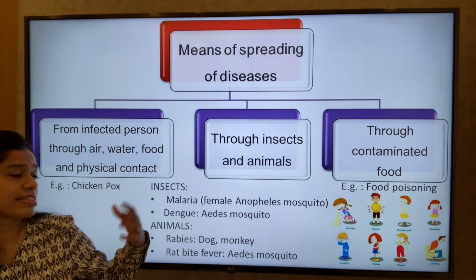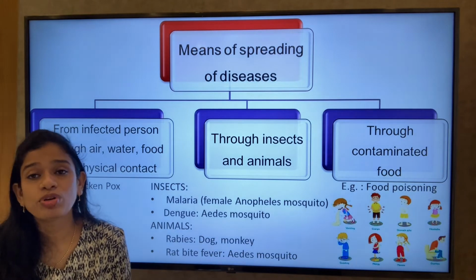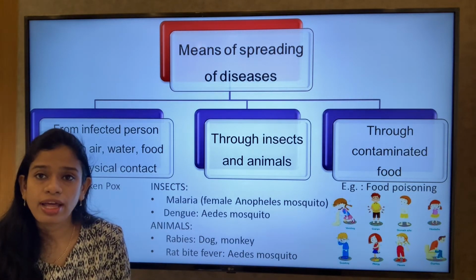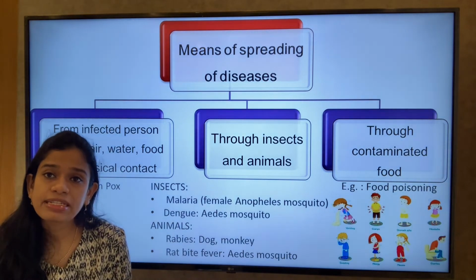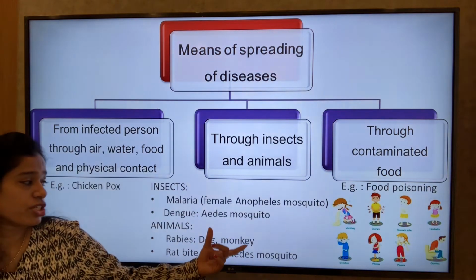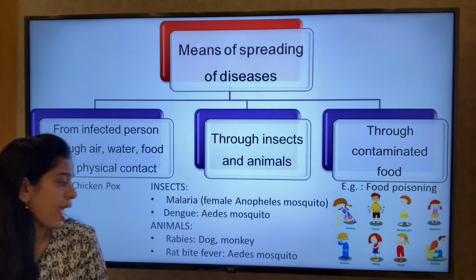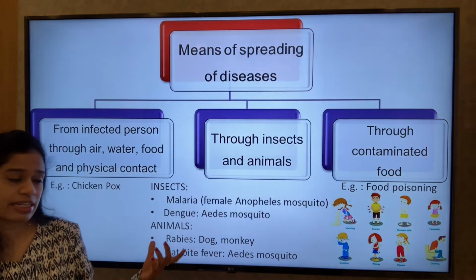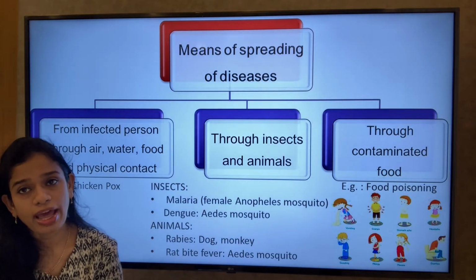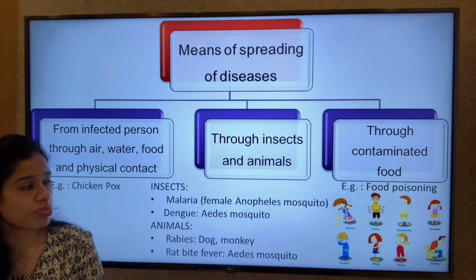Next is through insects and animals. A lot of diseases are caused by insects, and the most vulnerable one is the mosquito. We all know malaria and dengue. These are the two main diseases caused by mosquitoes. Dengue is caused by the Aedes mosquito, whereas malaria is caused by the female Anopheles mosquito. Animals also spread diseases like rabies, which spreads through dog and monkey bites, and rat bite fever.